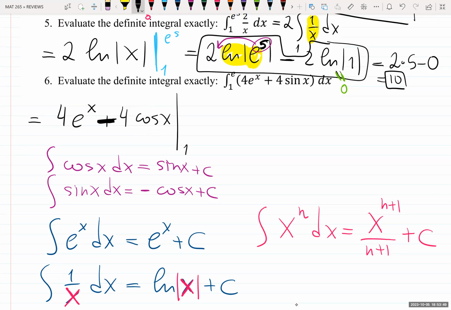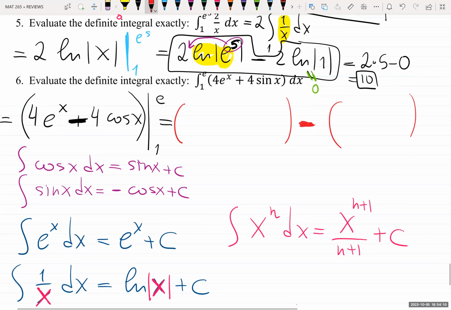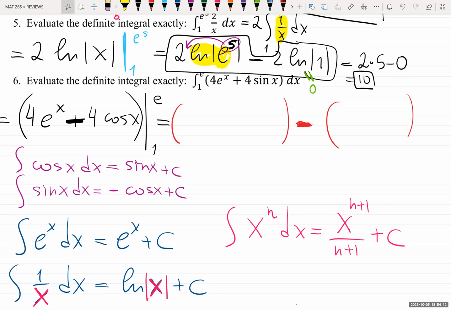Bar 1 and e. People don't even put parentheses, to be honest. But if you want, you can put parentheses. And now you plug everywhere e first, and then you plug everywhere 1 and put minus in between. Equals. Make sure you have parentheses. Many of us forget to use parentheses, and then you make big mistakes. I highly, highly recommend not to forget to use parentheses. That's very important. Parentheses is everything.